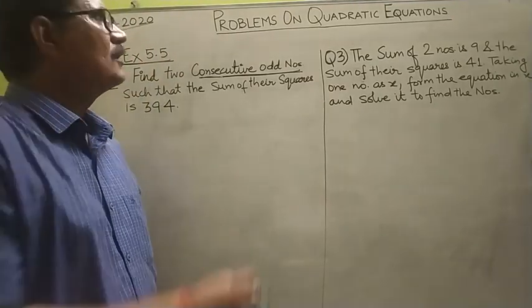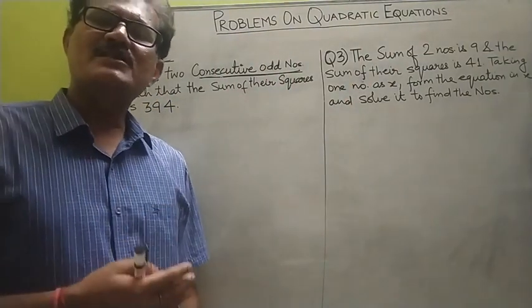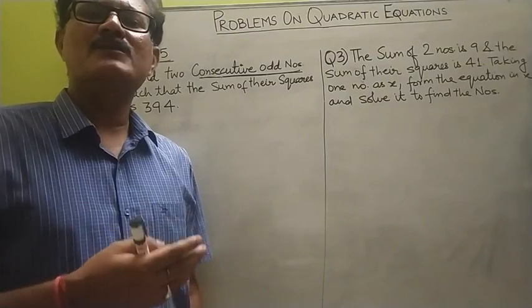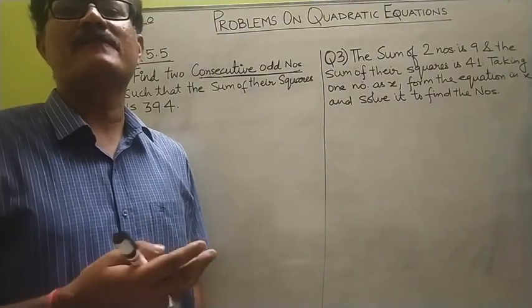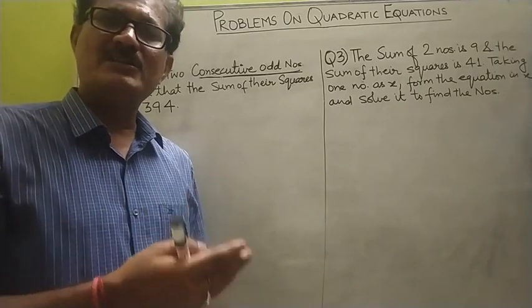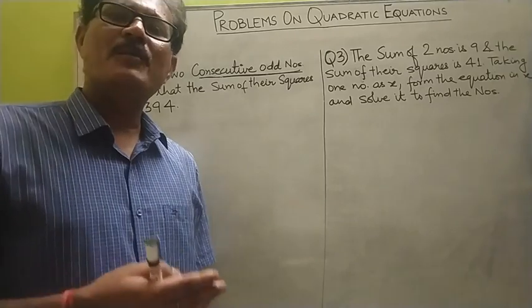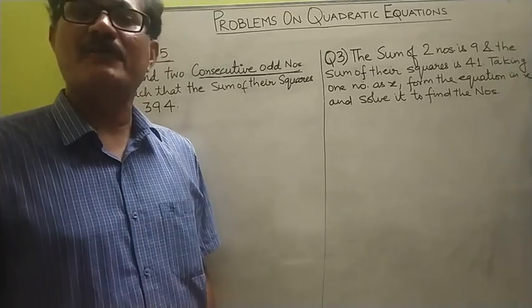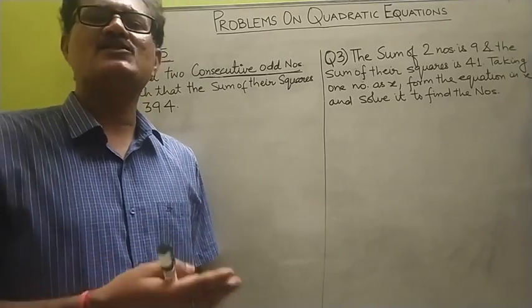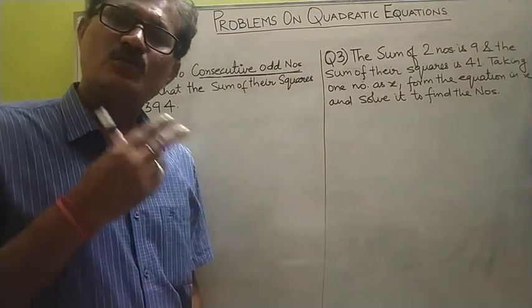Today's topic is problems on quadratic equations. Children, quadratic equations can be used to solve a number of problems based on different units of mathematics, like problems on number systems, on two-digit numbers, fractions, speed, distance and time, problems on mensuration, that is different units of mensuration, age problems and so on. Solving a quadratic equation involves two steps.